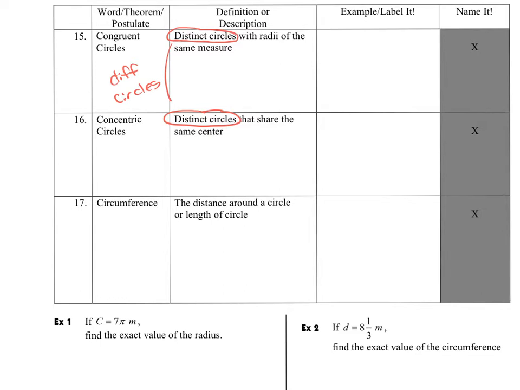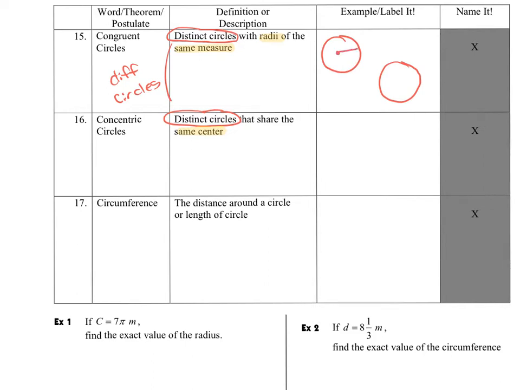Now, congruent circles and concentric circles both have something that's the same, but what they have in common is different. Congruent circles have radii that are the same, and concentric circles have the same center. So what does that look like? How is that different? Congruent circles have radii of the same measure, so I'm looking for two separate circles. Try to make yours look as close as they can to the same measurement.